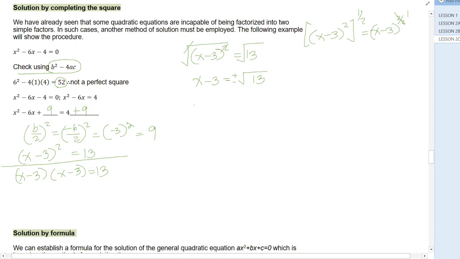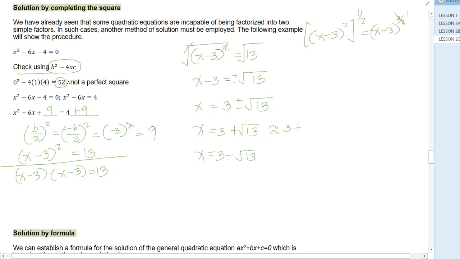So don't forget that if you are getting the square root. Getting the value of x, the roots, x is equal to, transposing that, 3 plus and minus the square root of 13. So we have two roots here again. We have x is equal to 3 plus the square root of 13, and x is equal to 3 minus the square root of 13.